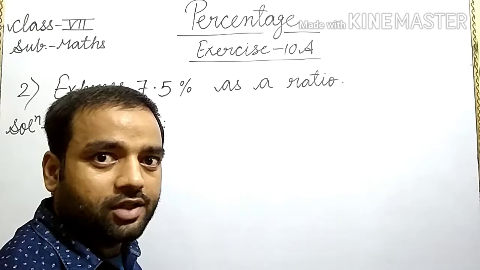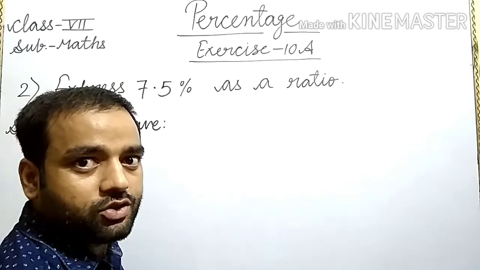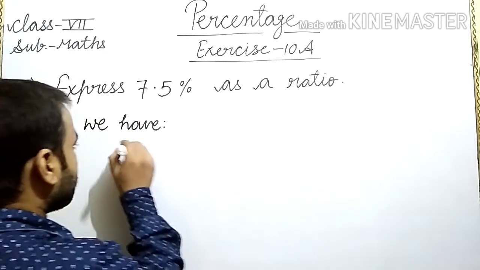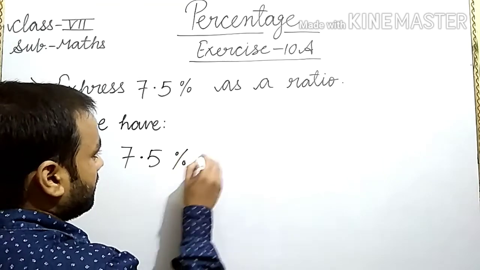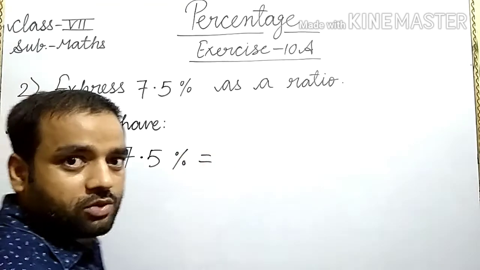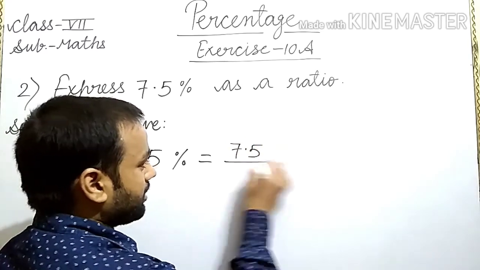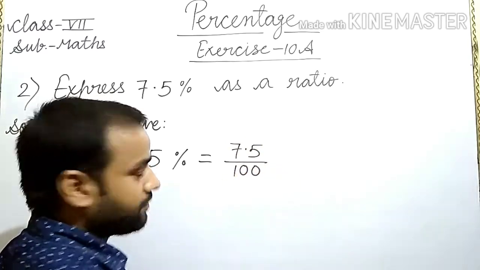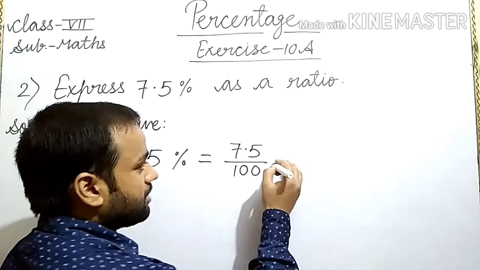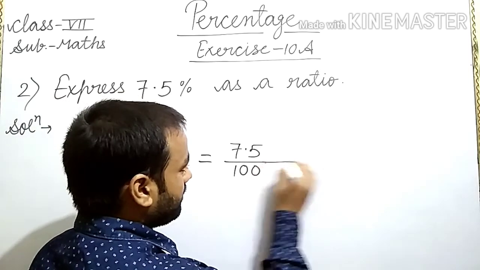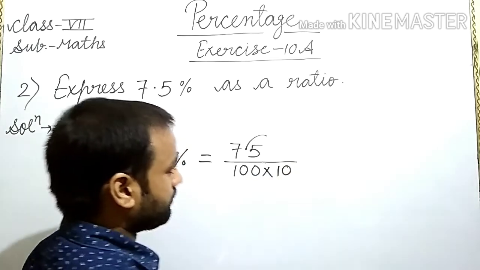In question number 2, express 7.5% as a ratio. First of all, rewrite 7.5%. This percentage is converted into a fraction, so we divide by 100 and remove the sign of percentage. Is it clear? Next step, we remove the decimal. Here also remove the decimal, so we write 10 in the denominator.